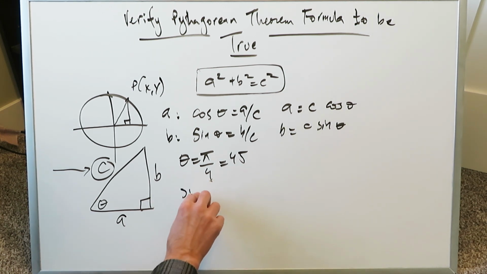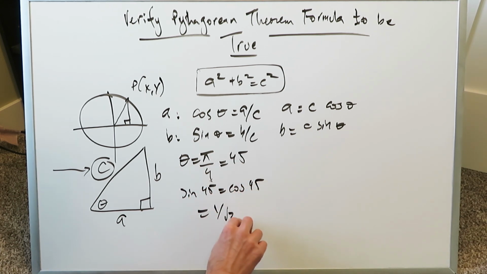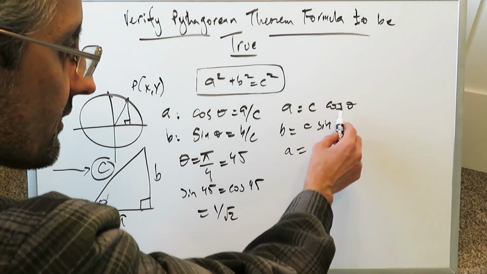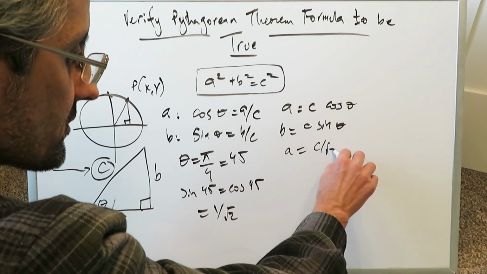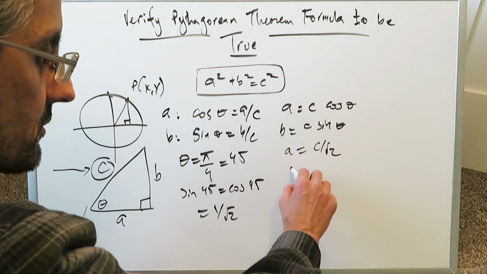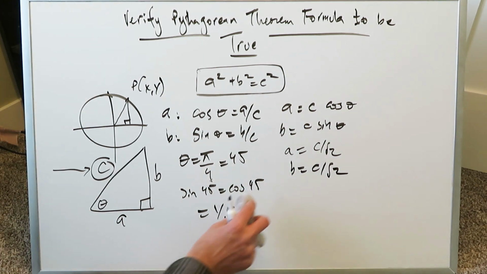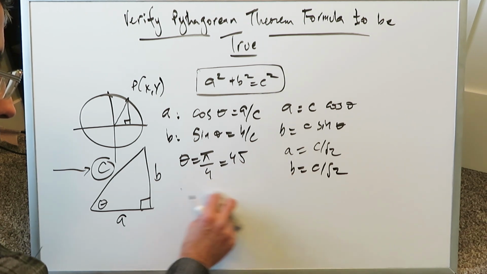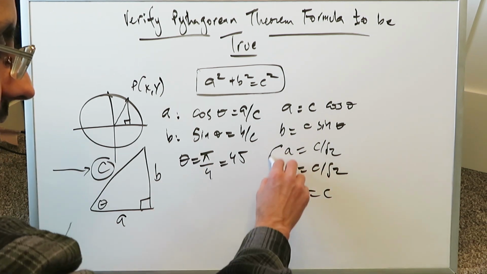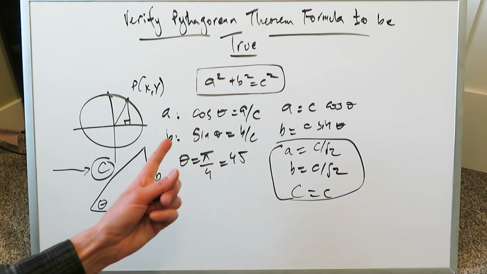Sine 45 is equal to cosine 45, which is equal to 1 over root 2. You can plug these in right over here. A here is equal to C cosine of 45, which is C over root 2. B is equal to C sine 45, which is C times 1 over root 2, which is equal to C over root 2. A is equal to C over root 2, B is equal to C over root 2, and I showed you very momentarily ago C was equal to C. These are all our relationships where everything has been converted into a single variable, A, B, C, into the C.